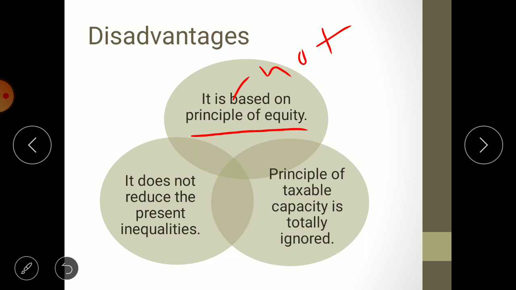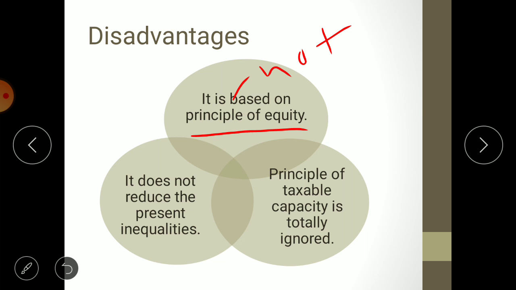In this system, the pressure of tax falls more heavily on the lower income section of society because they are paying more. See, no doubt you are charging 10%, but suppose a person is earning 5,000 rupees and you are charging 10%, it means his tax liability is 500 rupees. Now take another example where a person is earning 50 lakh rupees, and as a 10% proportional tax he needs to pay 5 lakh rupees, but 500 for a person who is earning 5,000 is a bigger amount.